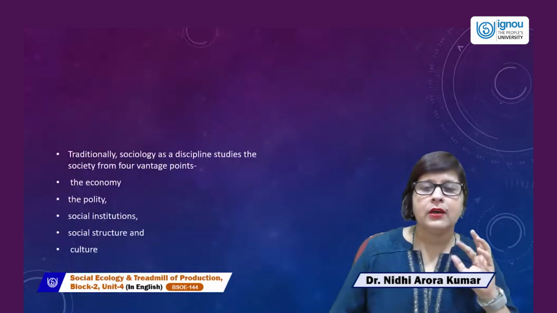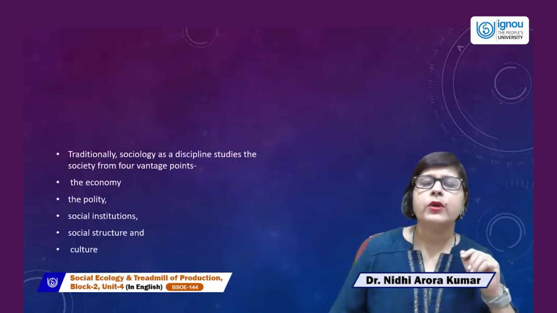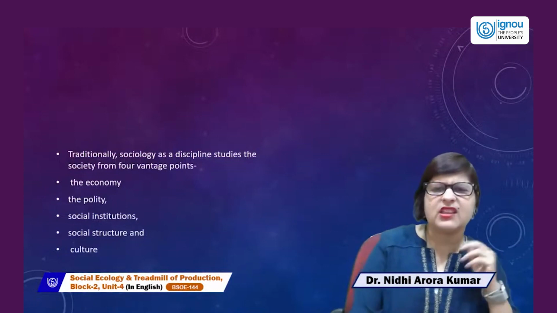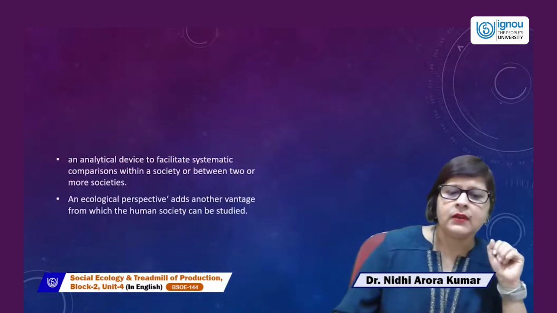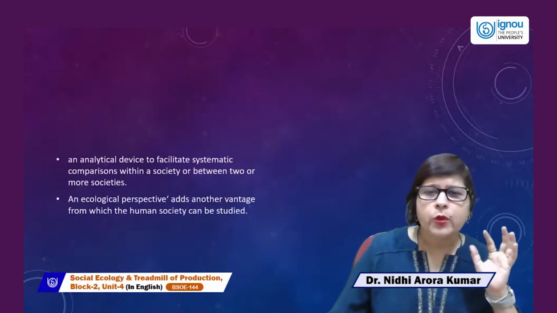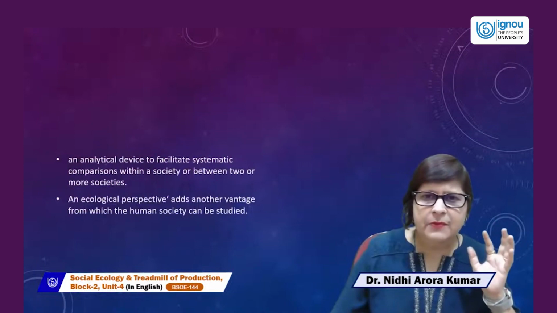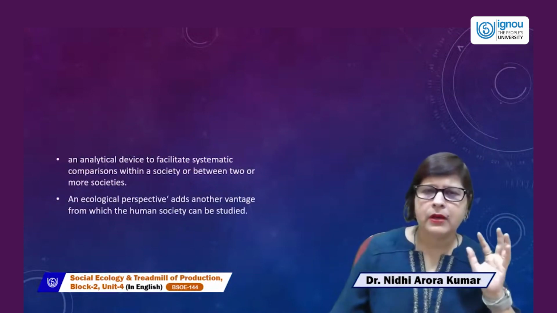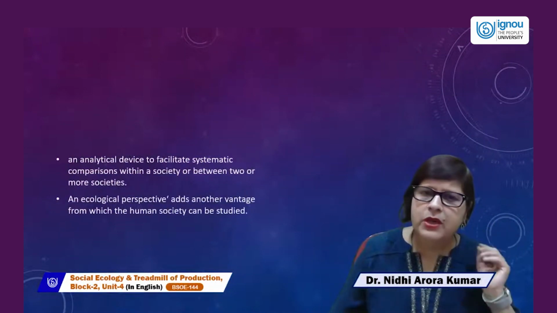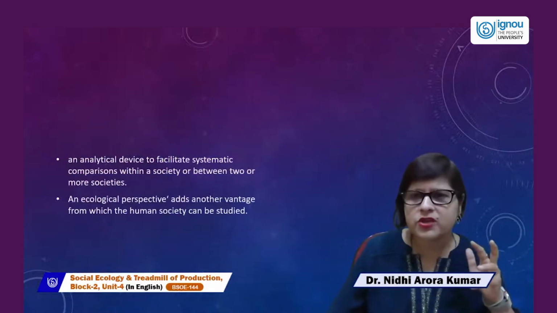Then we talk about the social institutions like marriage and family. We talked about the social structure and the culture. These are the traditional disciplines of sociology. What we do is systematically compare and contrast societies, within a society or between two or more societies, on the basis of the economy, politics, culture, social structure or social institutions.